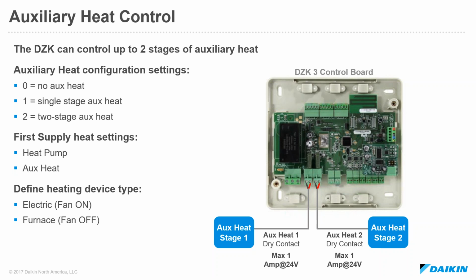One is noted as electric, one is noted as furnace. And essentially electric means we need the indoor unit's fan to run when we have this auxiliary heat configured as electric. If you configure this auxiliary heat as furnace, essentially the DZK will recognize that we don't need to run the indoor unit fan when we are trying to turn on this auxiliary heat. So that might be baseboard radiators, maybe radiant panels, some other source of heat that does not require the indoor unit's fan.